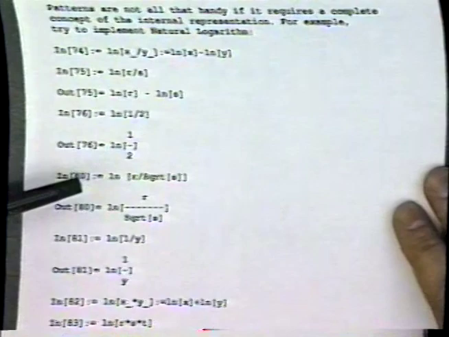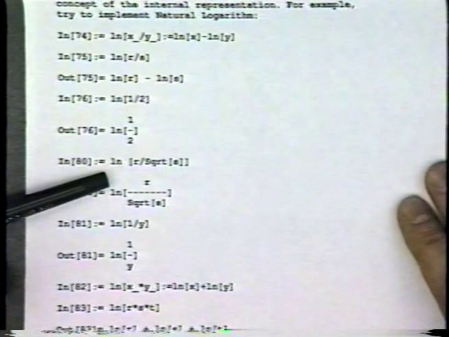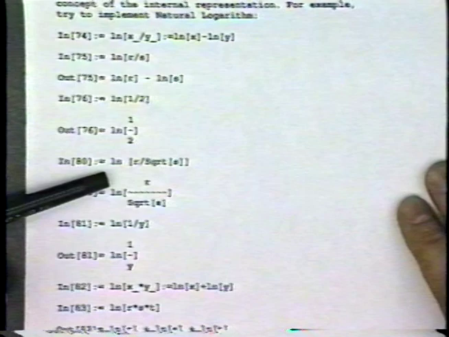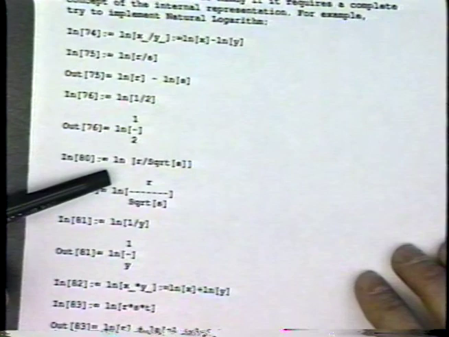Let's try another one. Log of r divided by square root of s. Well, gee, that looks awfully like that x over y, and that's not a rational number either. So why didn't that one work? Does anyone know why that one didn't work? No? No guesses? Yeah, Ron Avitzer knows. He's written systems like this.